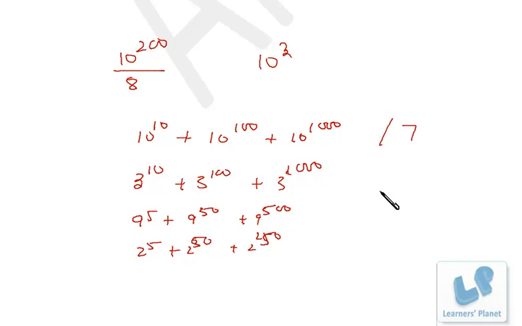Okay, now 2 cube is actually 8, that is closer to 7. So this is 2 cube into 2 square. And 2 cube when divided by 7, the remainder will be 1 only, because 8 is 7 plus 1. Here 2 raised to 48 into 2 square. 2 raised to 48 is what? It's actually 8 raised to 16. So that's 7 plus 1 raised to 16. So 1 is the remainder. So that's 2 square we are left.